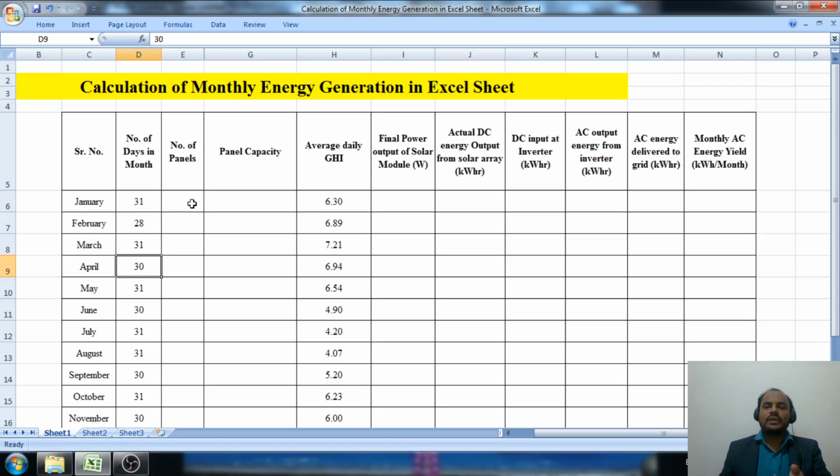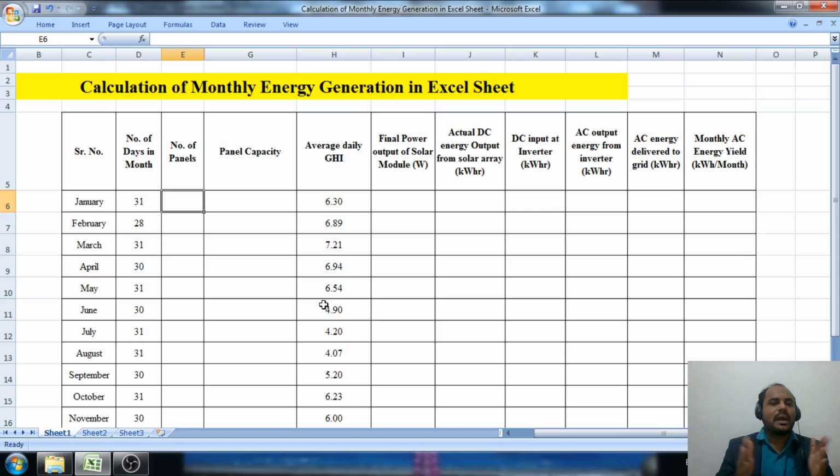Then in the third column we have to select the number of panels in our particular solar project. So let's say if you are going for a 10 kilowatt solar project, we require approximately 30 to 32 panels as per the selection of the utility scale solar panels. There are a number of methods to calculate the number of panels. In my earlier video you can see, for 10 kilowatt capacity, how many panels we required, and we were calculating this number of panels with the help of a formula.